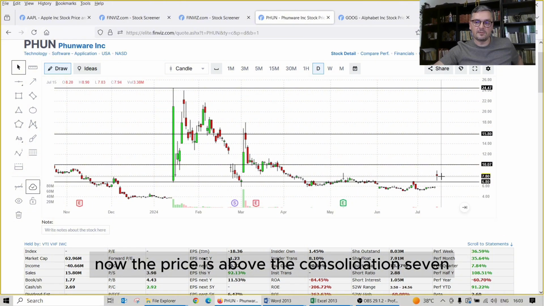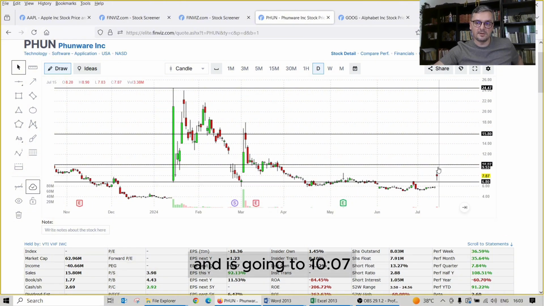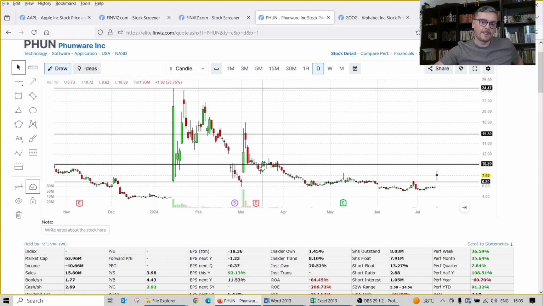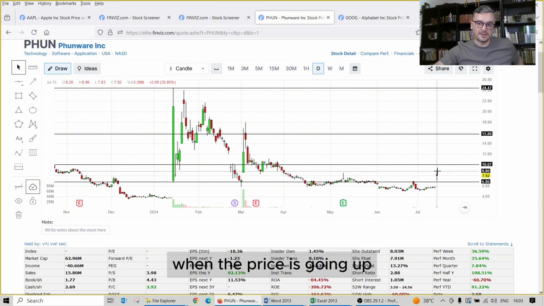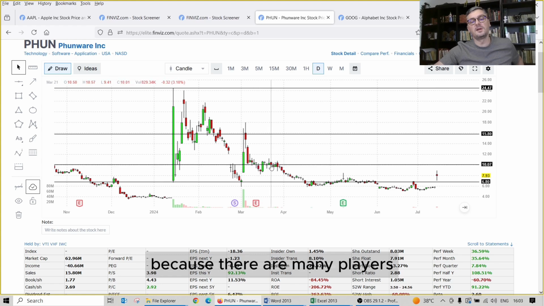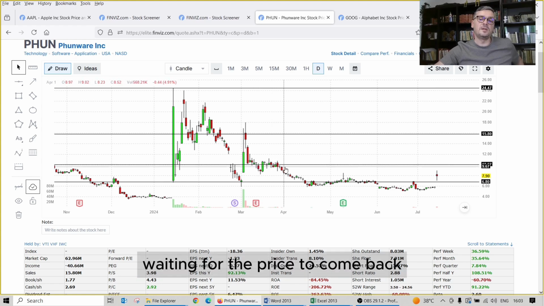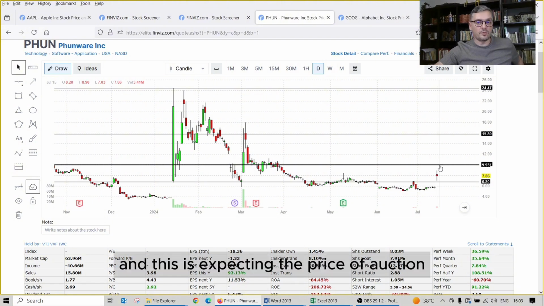Now the price is above the consolidation. 7.94 has penetrated this price here and is going to 10.07. Why have I considered this resistance here? Because the auction here has to be satisfied in order for the price, when the price is going up, cannot go above this price here, because there are many players in the market that are waiting for the price to come back, and this is respecting the price of an auction.